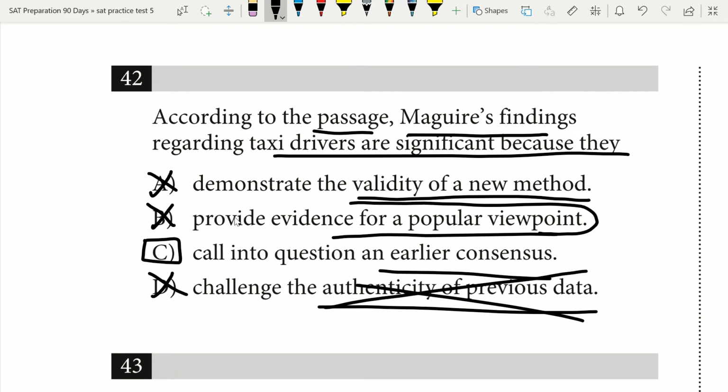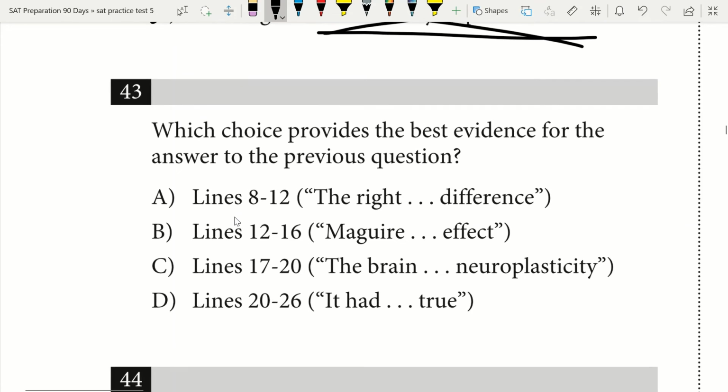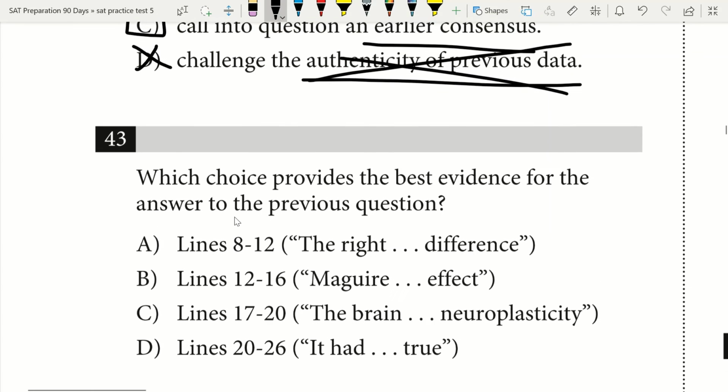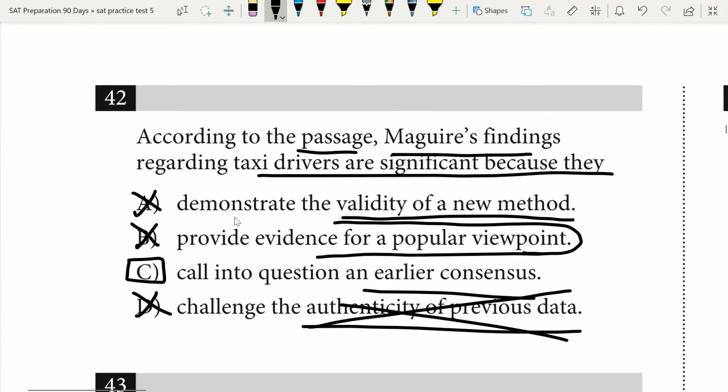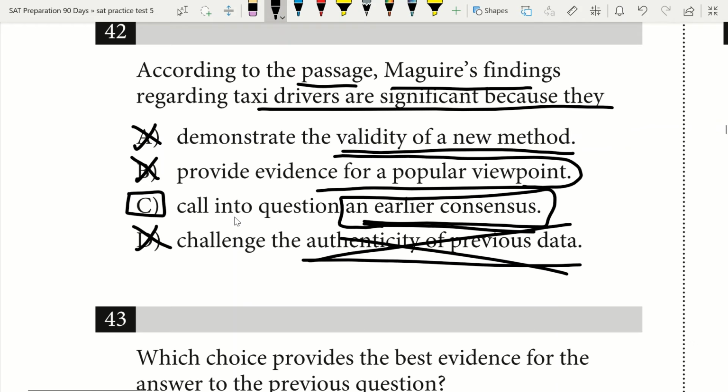Okay, so now let's get into the big things with the tips for finding this evidence. So let's take a look. We know that the correct answer here is calling into question an earlier consensus, right? And obviously, if you read the passage, you'd find that answer pretty quick because it's the only one that's true. It's the only one that can be supported by the text. So now you know your answer, right? You have to support now in question 43 the idea that these findings regarding taxi drivers are significant because they're calling into question an earlier consensus.